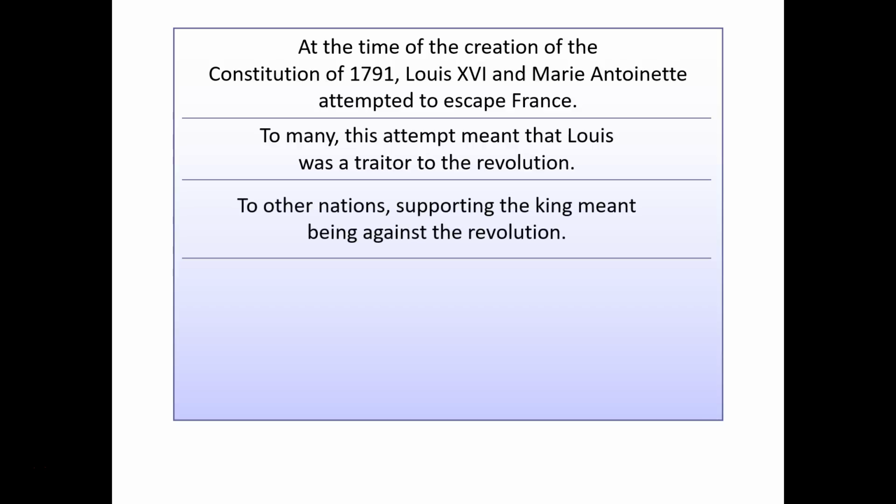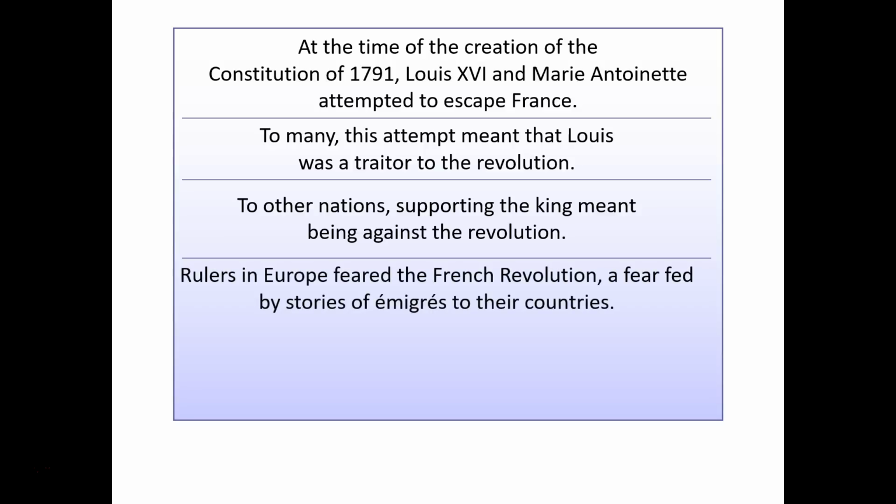For nations outside of France, any support that they showed the king was interpreted as being against the revolutionary activity that was happening there. So you can imagine rulers around France, again, who were monarchies, kings or ruled by kings or queens, were really concerned about what was happening in France, the French Revolution. They were fearful that this virus of revolution would spread to their own borders as well.